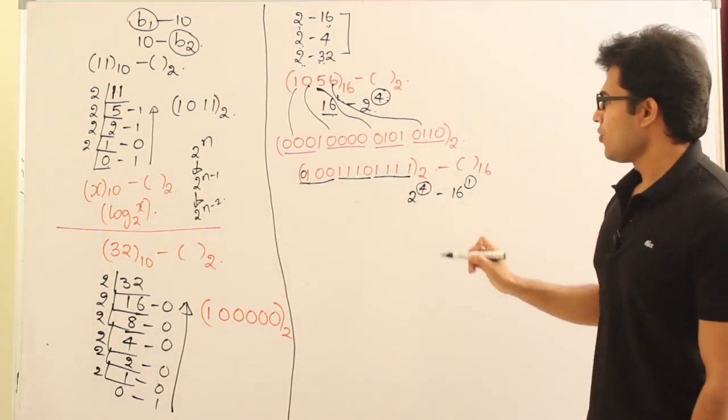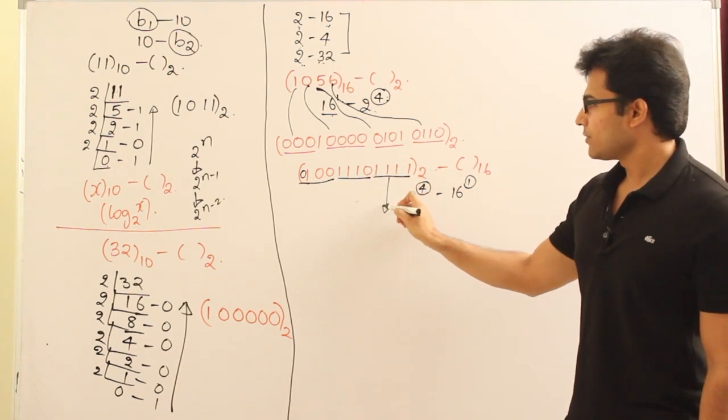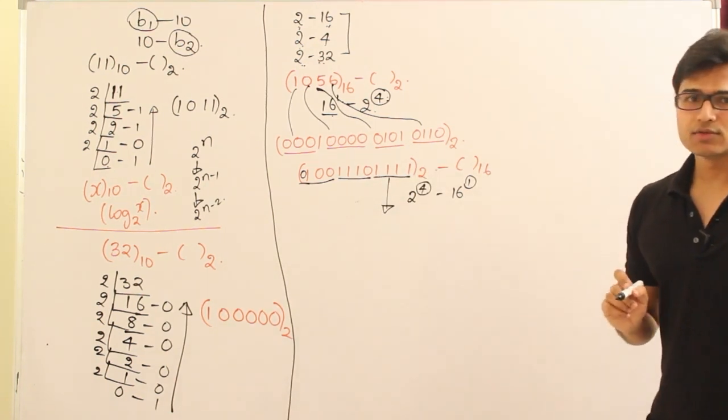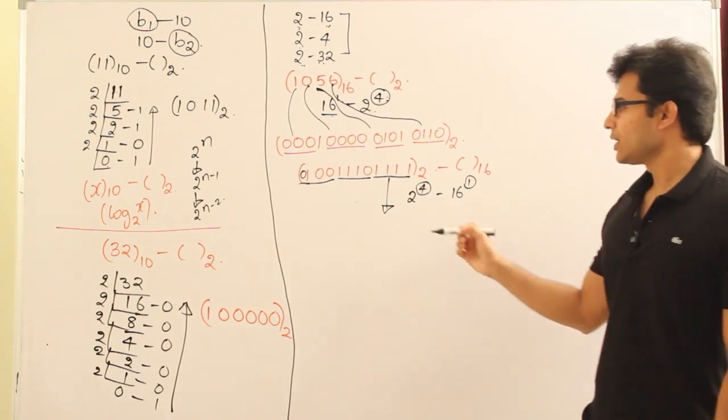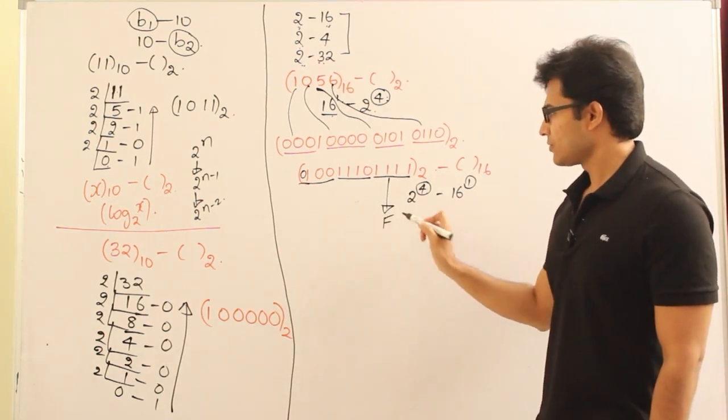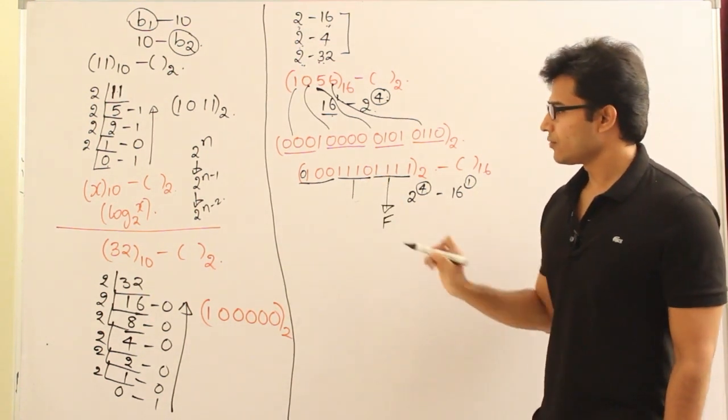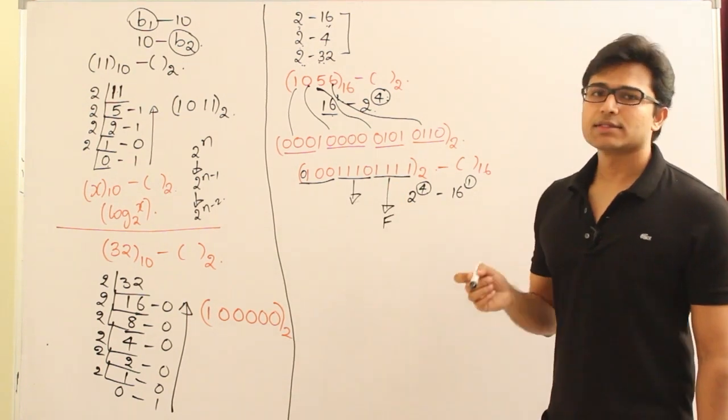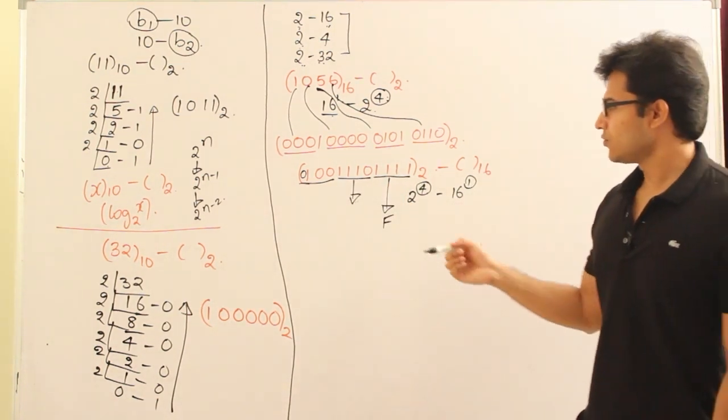Now 1111, if you convert it, is equal to 15. So what is 15 in base 16? 15 is represented by F. And then 1110, if you convert it, is 14. What is 14? E.